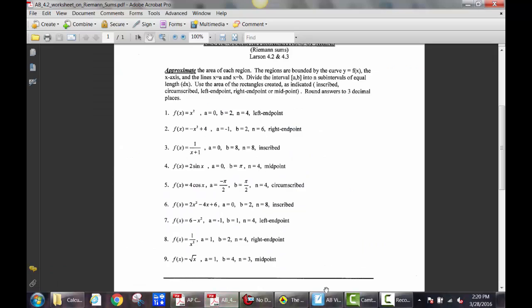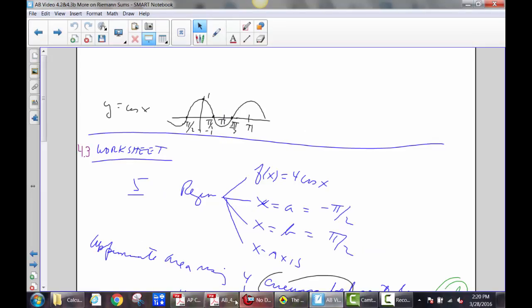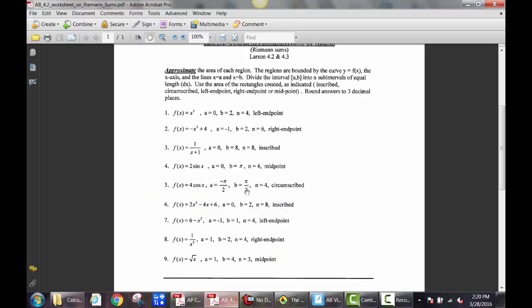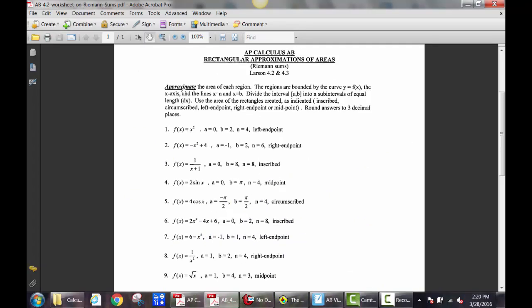This is the worksheet. Okay, so on the worksheet, we're looking at number 5. So just to kind of talk about the worksheet a little bit, you're approximating the area. You are not asked to find the exact area, which would be the definite integral. That's not what you're asked to do. You're asked to approximate the area.